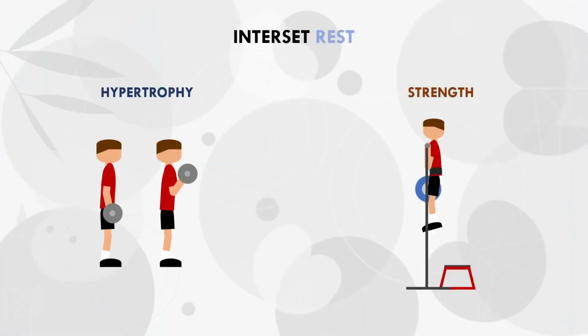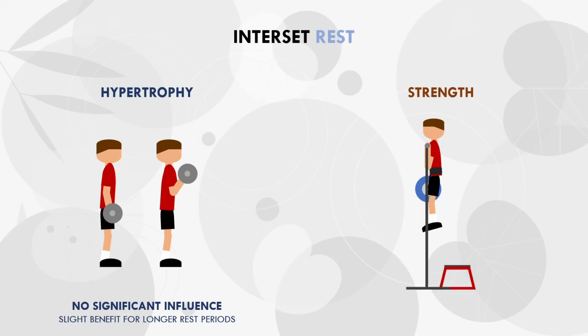And the last variable we will cover is interset rest. For hypertrophy training, it seems that interset rest doesn't have a significant impact on muscle growth. There does seem to be a slight benefit for longer interset rest periods, but these benefits are not all that substantial. A general rule would be to rest around 1 to 3 minutes between sets for hypertrophy training.